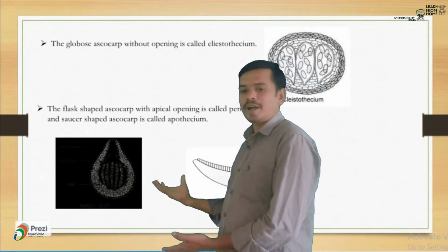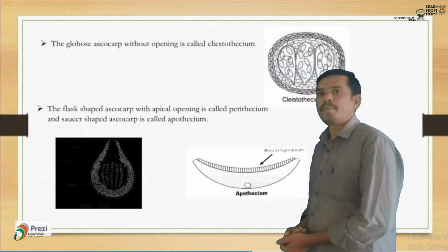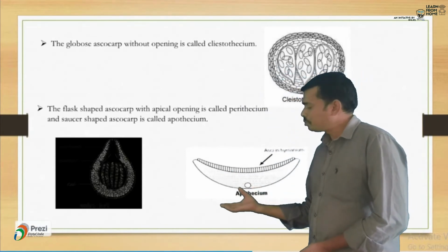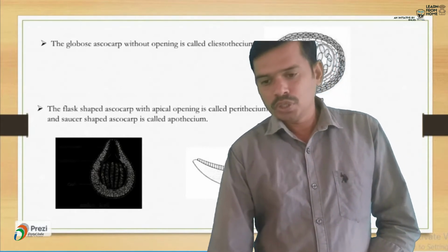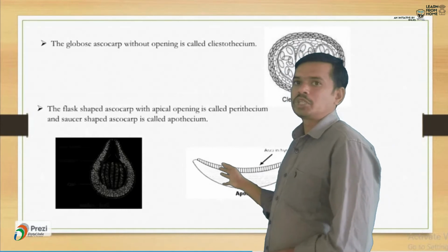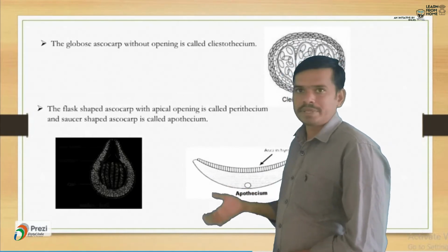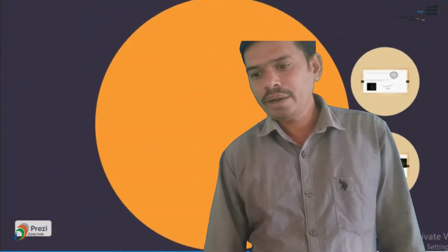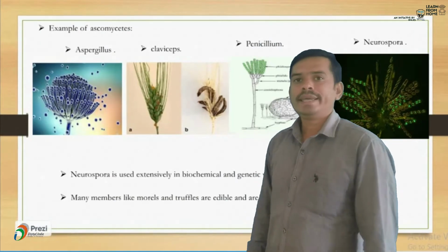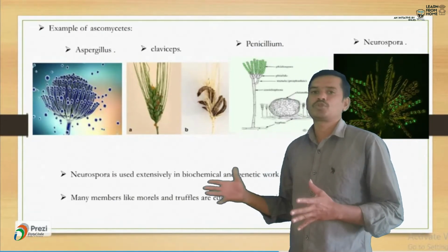A saucer or cup-shaped structure is known as apothecium. So cleistothecium, apothecium and perithecium are mostly present in Ascomycetes. Next, examples of Ascomycetes. What are the examples of Ascomycetes?